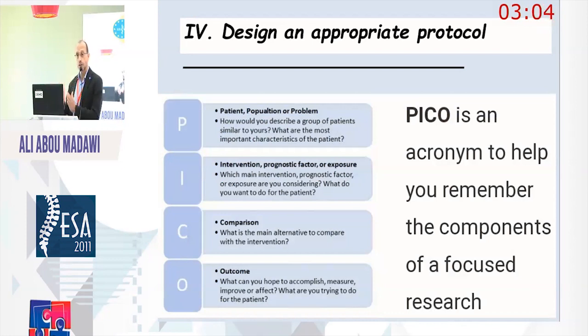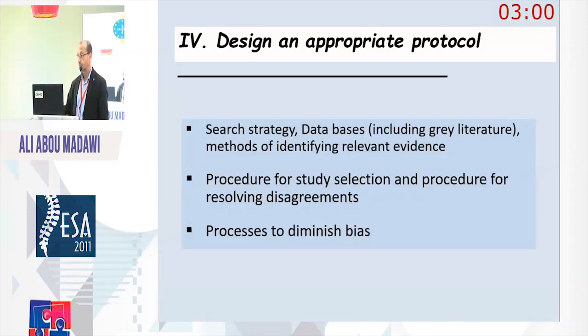The other step is the search strategy and database. You have to look at how you're going to search for this data using the available database systems like the Cochrane, Scopus, PubMed, etc. And the procedure of study selection and the procedure for resolving disagreement. You have to put some selection procedure for the research, starting with the titles, then the abstracts, and finally the full manuscripts. This is the procedure.